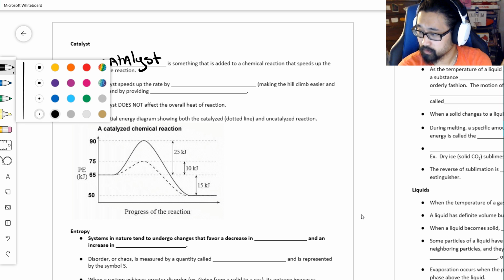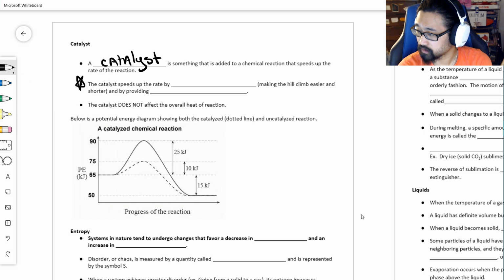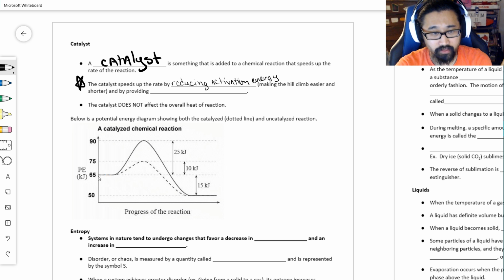It occurs to me that my pen is a little big here. Catalyst speeds up the rate by reducing activation energy, which makes the hill easier to climb, right? So down here, this is the normal reaction, the solid line, right? If I add a catalyst, the hill gets much lower, right?